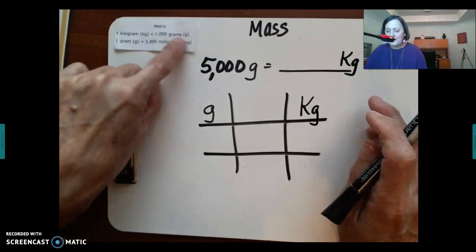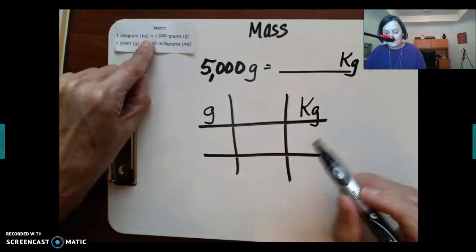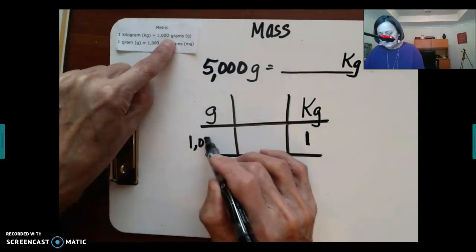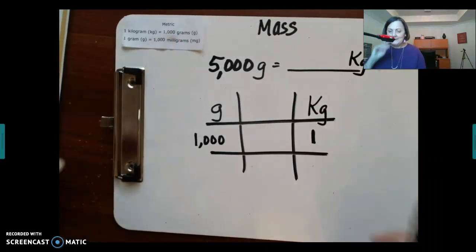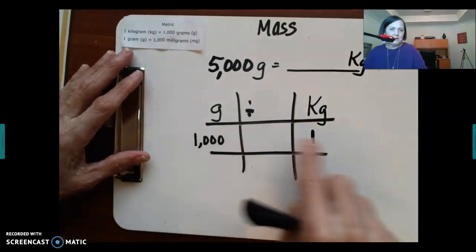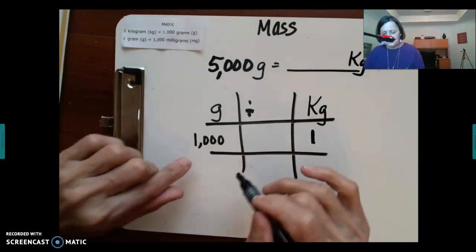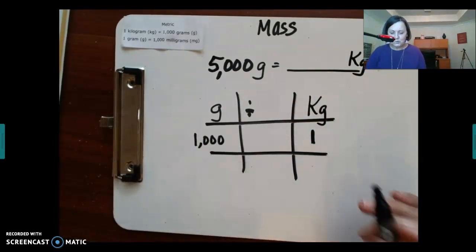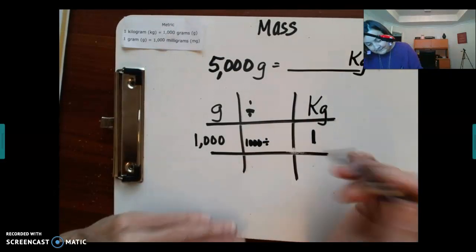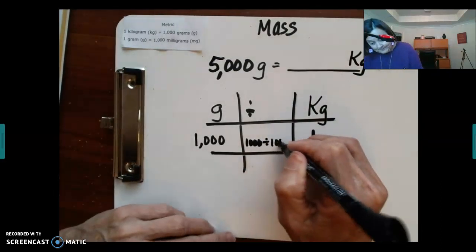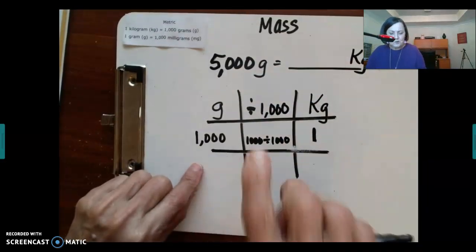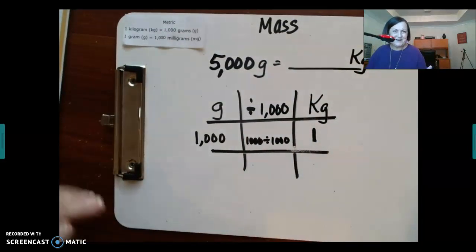And here I have kilograms equals grams. 1 kilogram. So my 1 goes in the kilogram column, and 1,000 grams goes over in this column. So it looks like we're going to be doing division, because we're going from a bigger number to a smaller number. So how do we go from 1,000 to 1? What are we going to divide 1,000 by? 1,000 divided by 1,000 gives you 1. So we know our rule is whatever is in this column divided by 1,000 to give you this number, okay? All right.